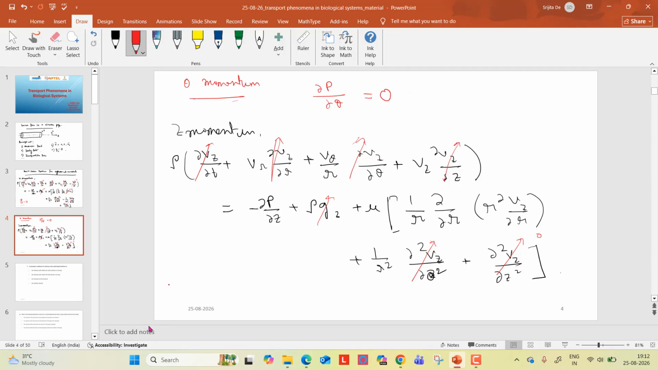So what is left is minus del P del Z plus mu by R into del R of R del Vz del R equals to 0. So this is the equation that is left, okay, because it is a z directional flow.